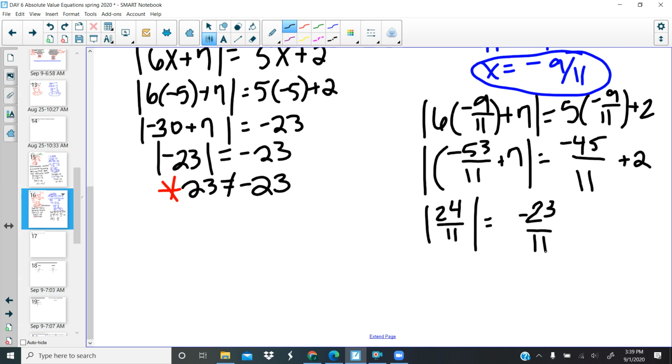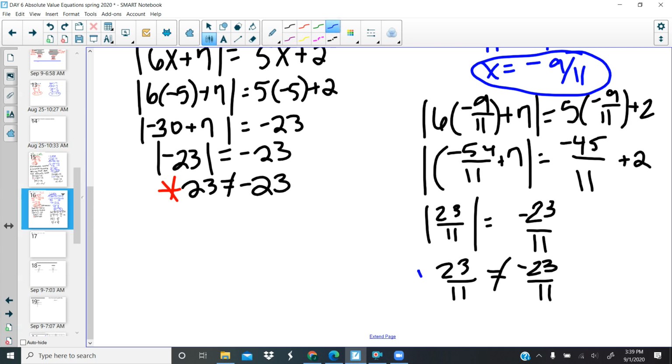And I think I just realized a mistake that I made further up. That negative 53 was actually supposed to be a negative 54. So that's going to change it slightly. The inside right here should have been 23/11 as well. So that is my fault. So then we're going to have the absolute value of 23/11, which is just going to be 23/11. And then that would be equal to negative 23/11, which also does not work.